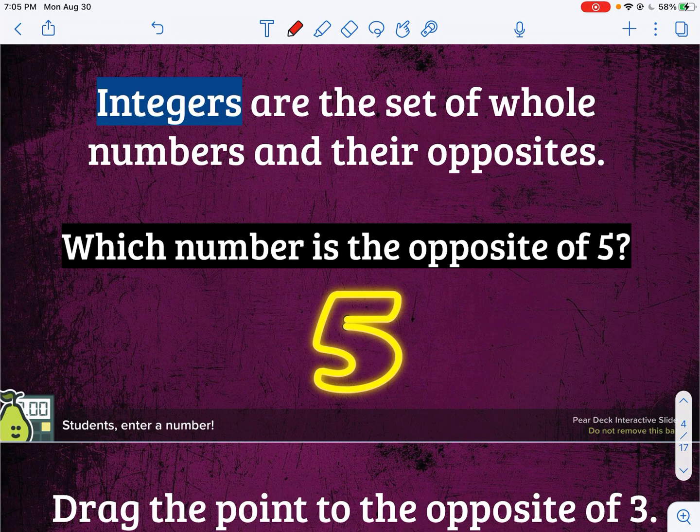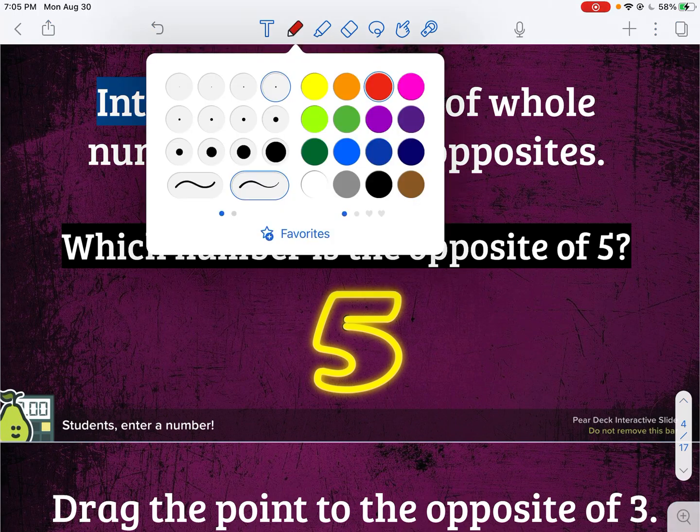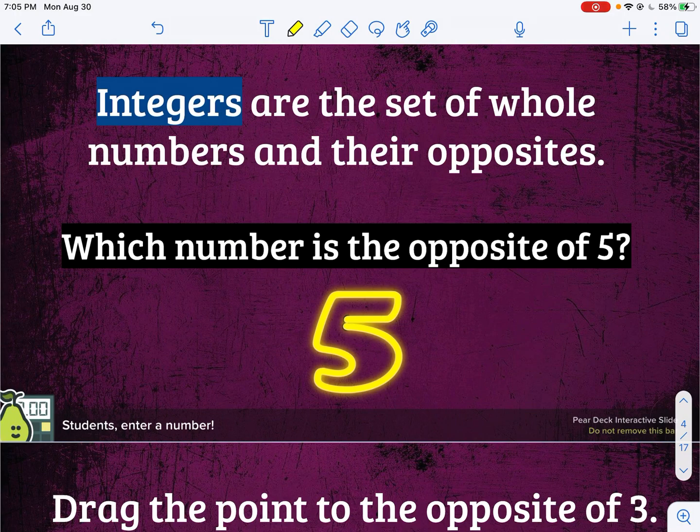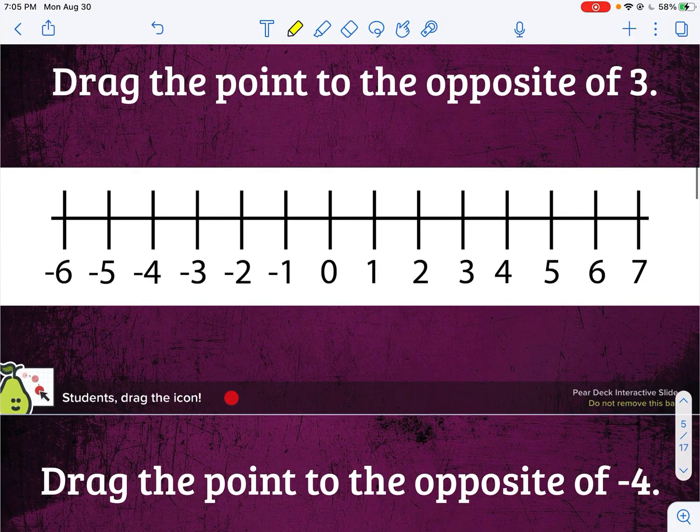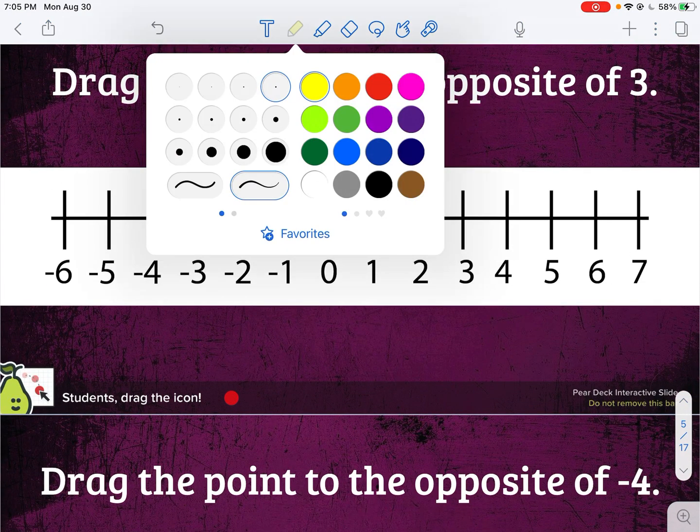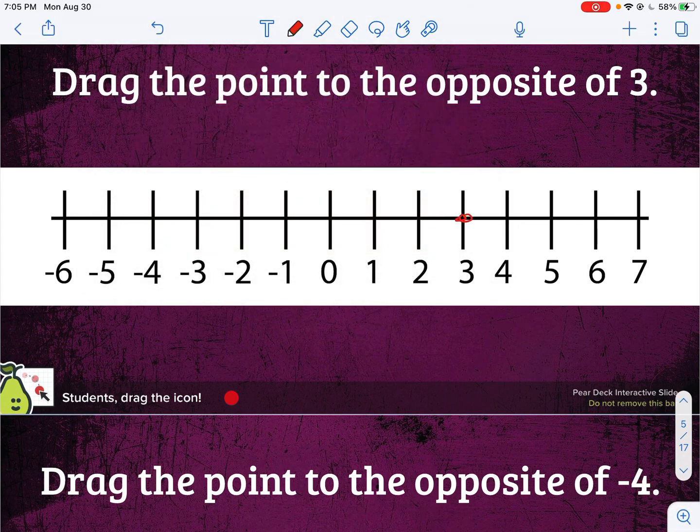So what is the opposite of 5? Fill it in on your Pear Deck and let your classmates at the table know once you've finished. Yes, -5. Okay, right now, we have the number 3. What is the opposite? Drag the point to that part. Stop the video.